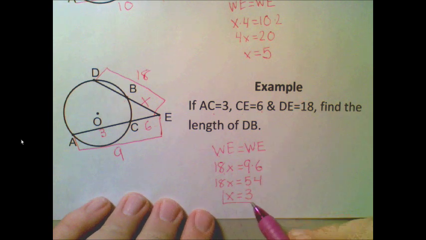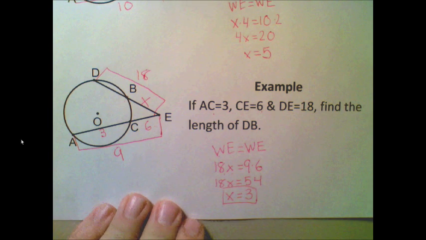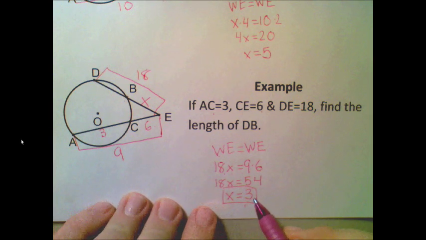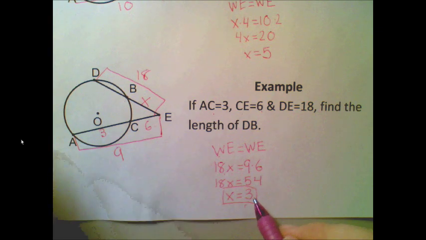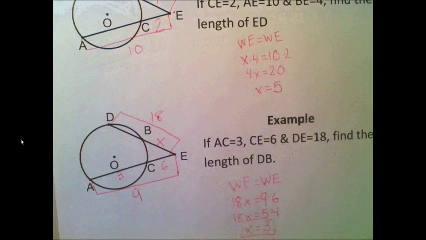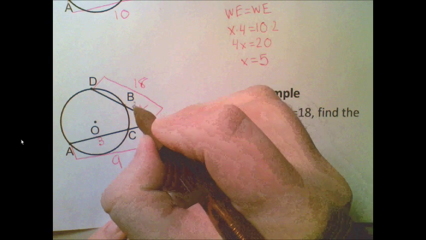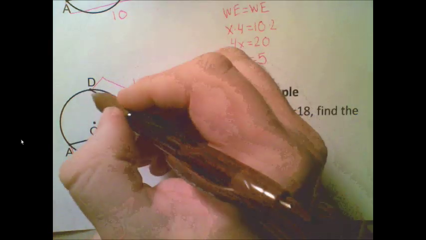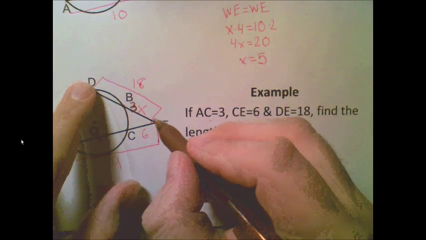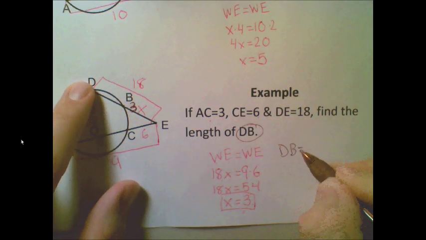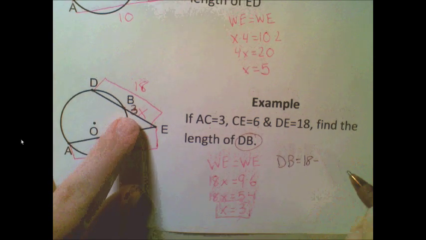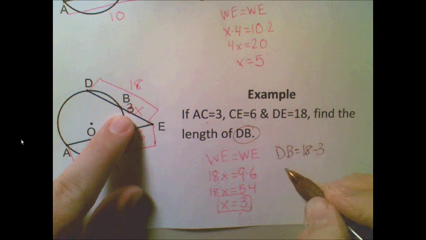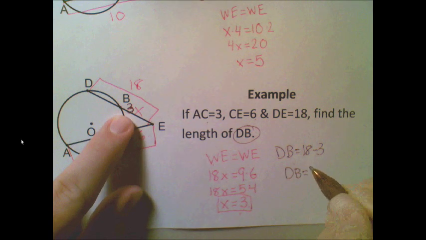Now, everybody thinks, hey, I'm done. If this was a multiple choice question, I can guarantee you that this number will be an answer choice. But is it your correct answer? No. The reason for that is because x is 3, but they're looking for DB. And DB is the inside here. So if I know the whole thing is 18, and the outside part is 3, I'm going to take away 3 from 18. Therefore, I get DB is equal to 15.